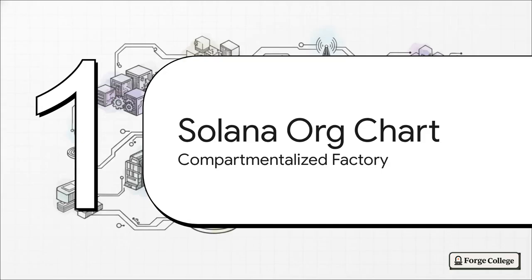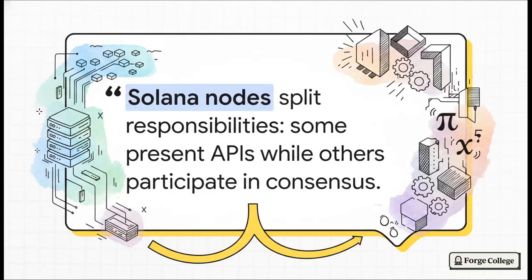Section 1, the Solana org chart, a compartmentalized factory. Okay, so if you're used to traditional EVM nodes, you're probably used to what I like to call a mom-and-pop shop model. That's where a single node essentially wears all the hats, right? It answers user queries, it holds the state, gossips, and participates in consensus. But Solana is definitely not a mom-and-pop shop. It's more like a massive, strictly compartmentalized factory floor.